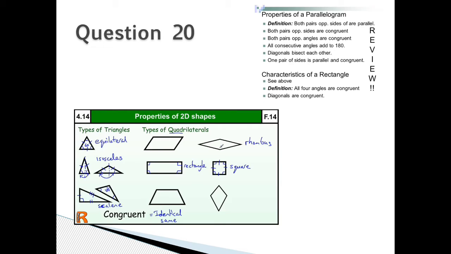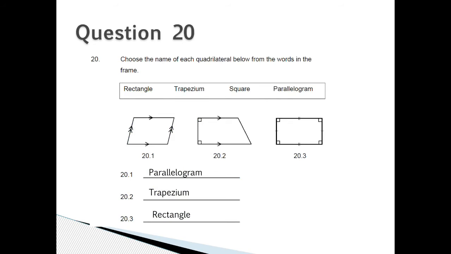The characteristics of your rectangle are the same as those of a parallelogram. The only other thing you need to remember is that all four angles are congruent and your diagonals are congruent as well. So 20.1 is a parallelogram, 20.2 is a trapezium, and 20.3 is a rectangle.